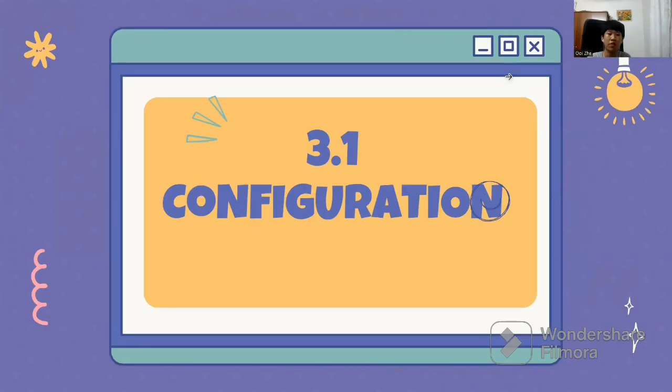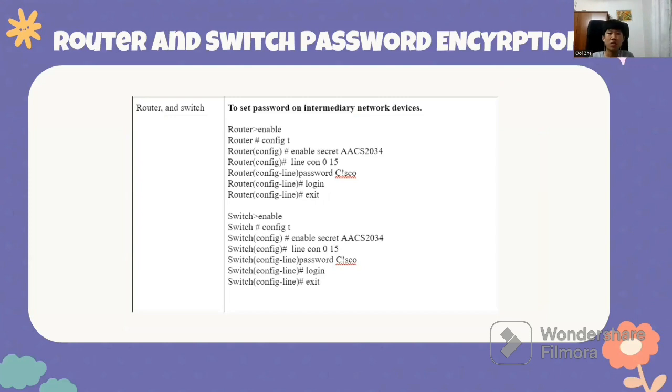Next, I'll be talking about the configuration. This is the configuration for the router and switch to set the password. First, we need to put the command enable, then config t, which is configure terminal, then set the enable secret password, which is enable secret AACS2034, then line console 0 1 5, give the password Cisco, and login, then exit. The same method is used to set the password for the switch.